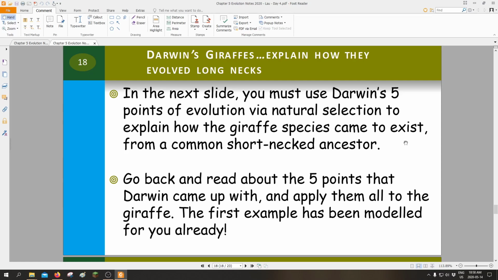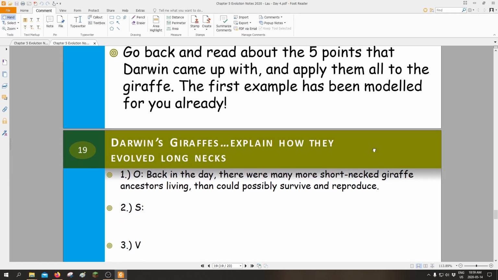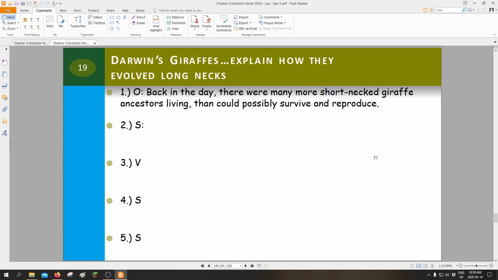How about now we try to use Darwin's 5 points of evolution via natural selection to explain how the giraffe came to exist if they had a short-necked ancestor, okay? So the first one has been given to you. The first one we know is going to be overproduction, okay?